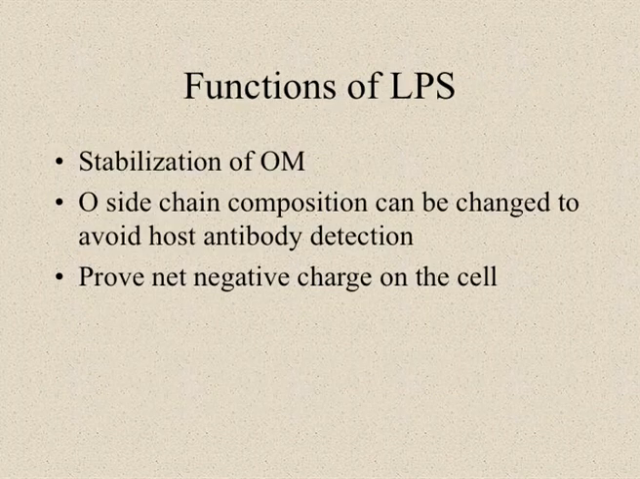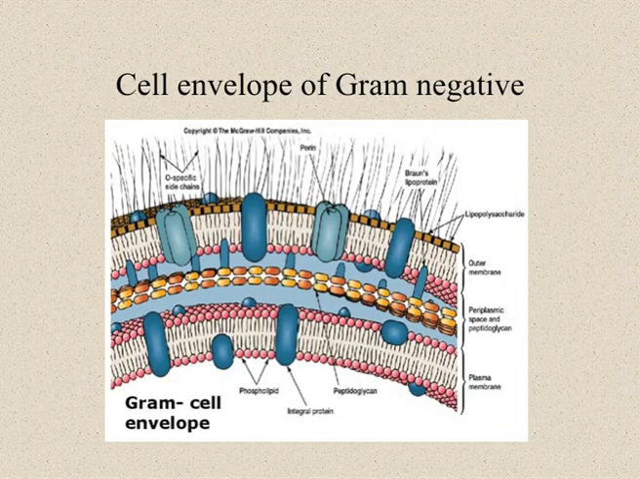The main functions of lipopolysaccharide are that it stabilizes the osmotic stability, and the O side chain composition can be changed to avoid host antibody detection. This means the O antigen helps the bacteria escape the antibody activity of the host system, and it also provides negative charge on the cell. Here, this is the cell wall of gram negative bacteria. It consists of lipopolysaccharides and this is the peptidoglycan content, which is around 20%.